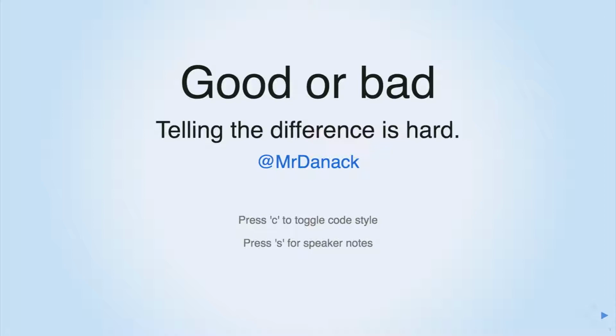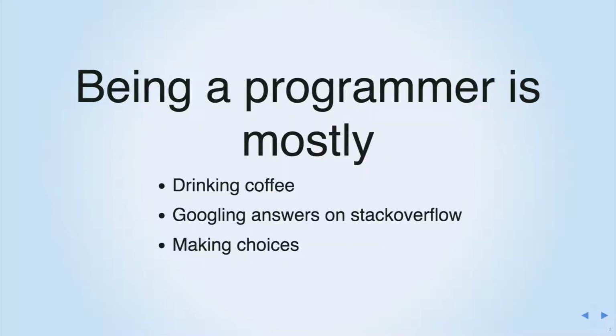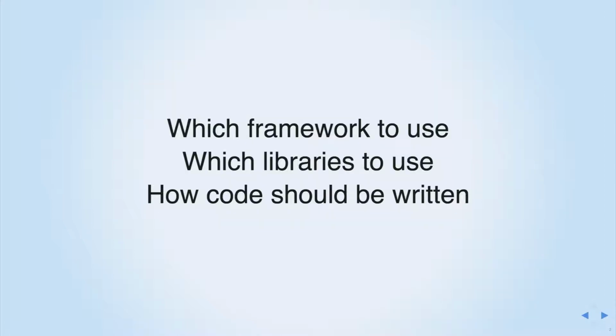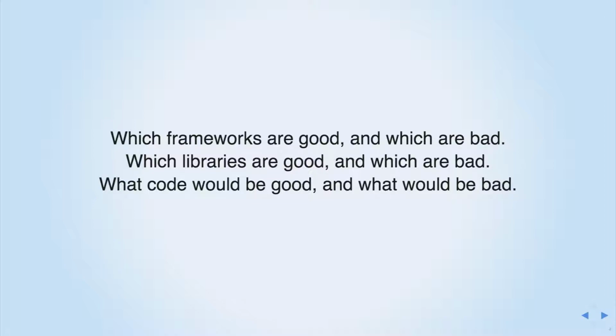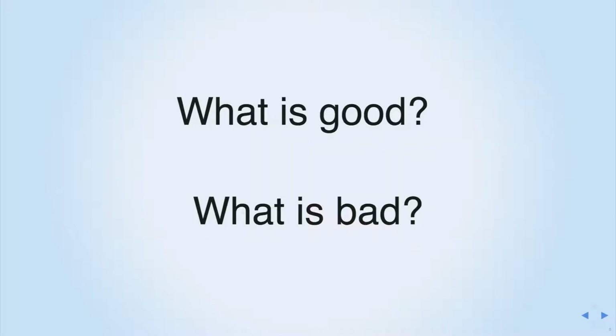Good or bad, telling the difference is hard. We all know being a programmer is mostly drinking coffee, Googling answers on Stack Overflow, and making choices. We make choices about which frameworks to use, which libraries to use, and how code should be written. Or to put it another way, which frameworks are good and which are bad, which libraries are good and which are bad, and what code is good and what code is bad. All of these things come down to what is good and what is bad.